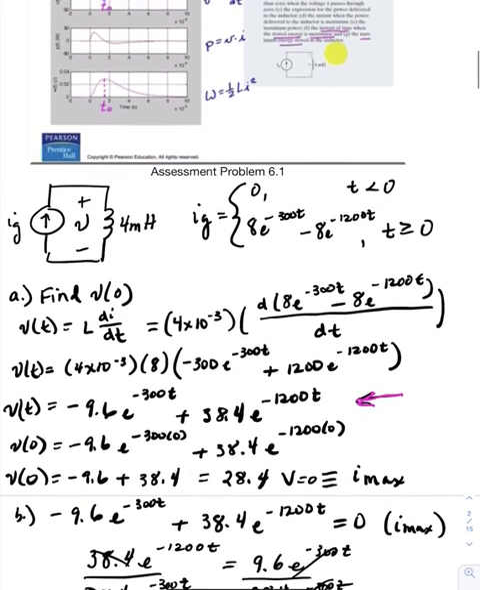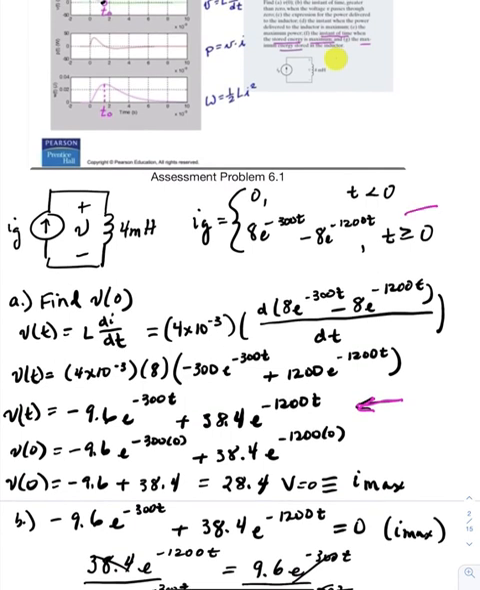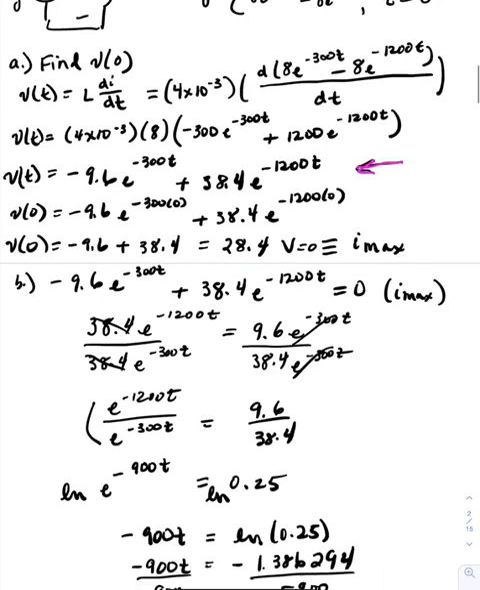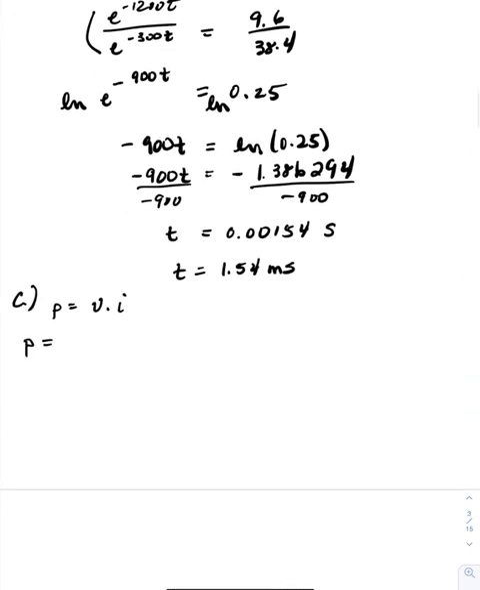And our current expression is right here. So let's multiply those two together. Let's move things around so we have the positive sign first: 38.4 e to the minus 1200 t minus 9.6 e to the minus 300 t times the current, which is 8.